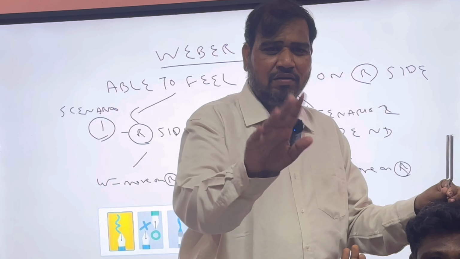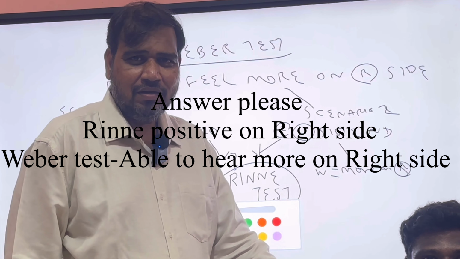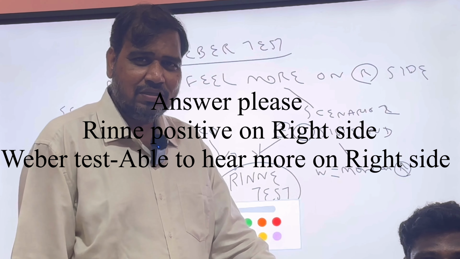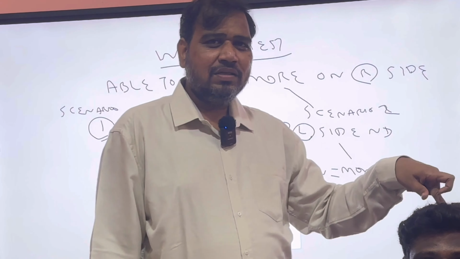Now what is the answer? On the right side Rinne's test is normal: right side air conduction and bone conduction are normal. But when I do Weber's test, he is hearing more on the right side. You have to answer in the comment section. So with this, I complete today's presentation. The answer for the last question I have left for you, so you answer it in the comment section.